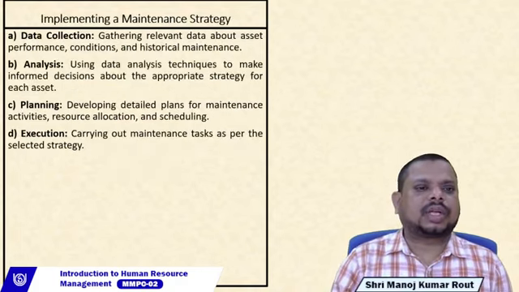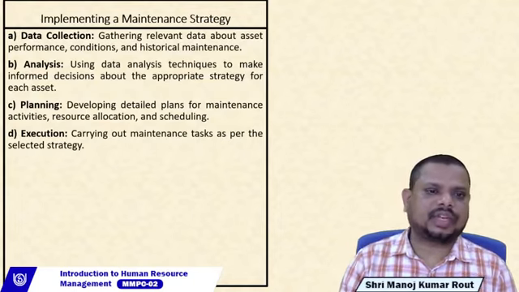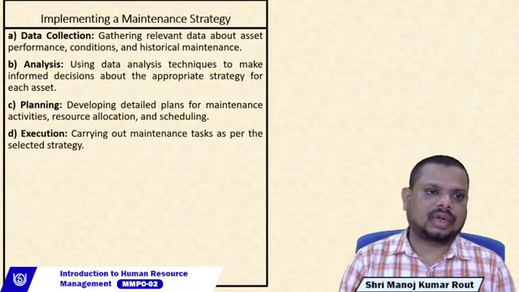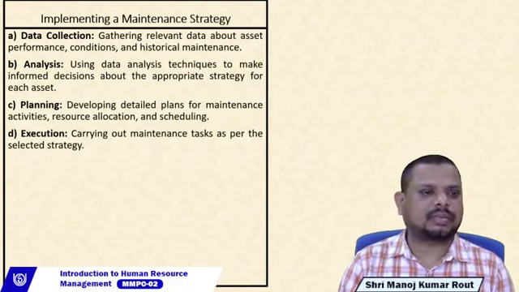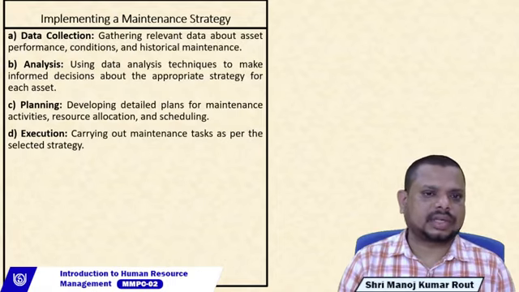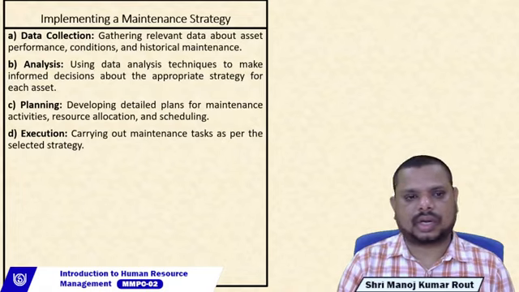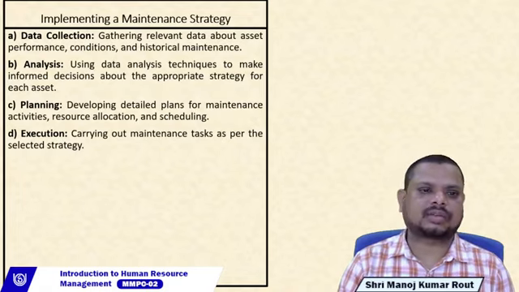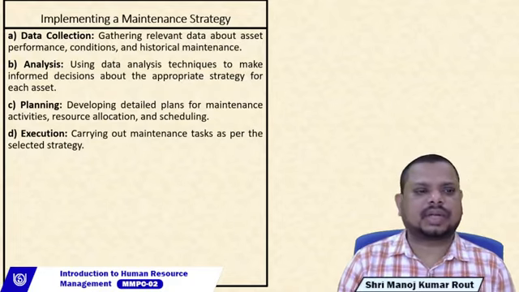Moving to the next one, we have implementing a maintenance strategy. What are the different steps to be followed to implement the proper strategy inside the organization? The first important part is data collection: gathering relevant data about the asset. If you collect wrong data, that can directly lead to maintenance errors. So gather relevant data about asset performance.